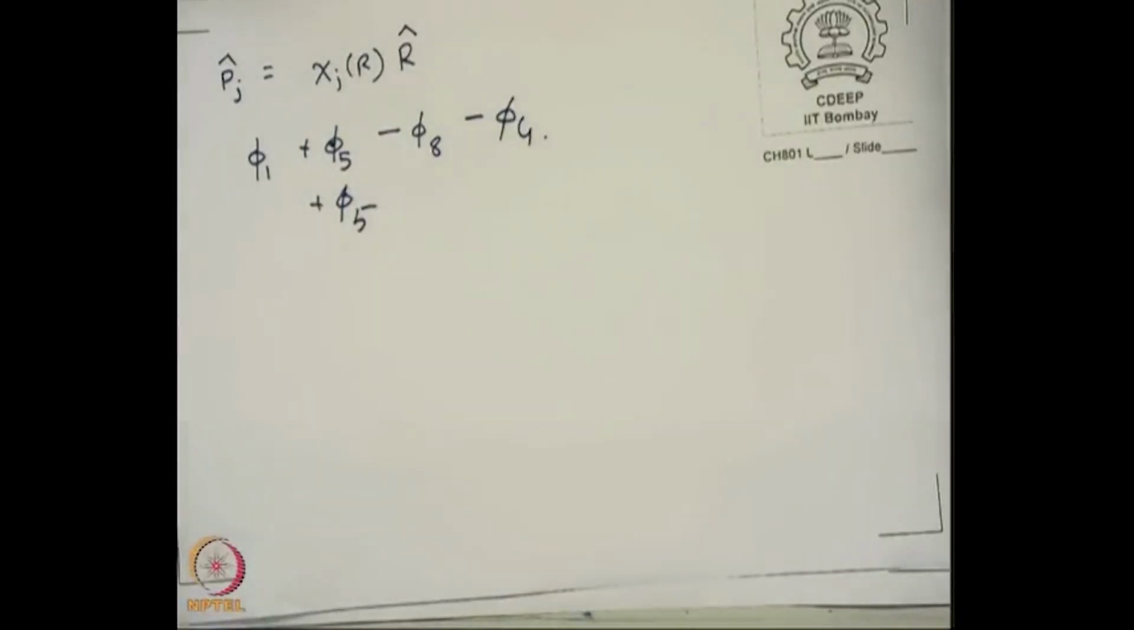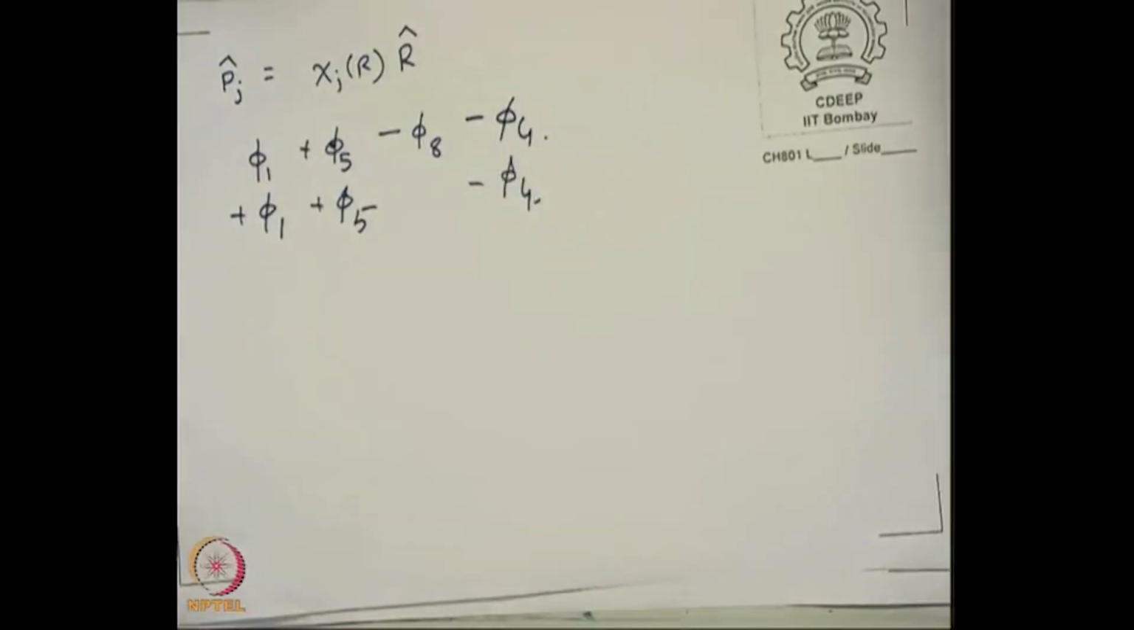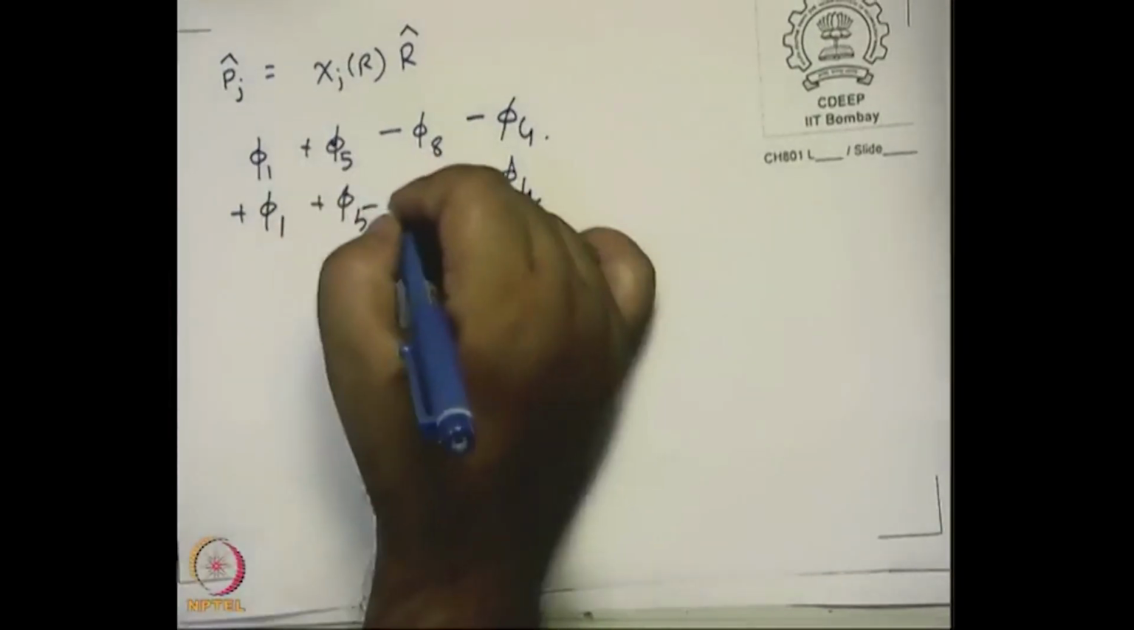Then sigma xy. Sigma xy operating on phi 1 gives you phi 1 or minus phi 1? Minus phi 1, but then it is multiplied by minus 1. So, that gives you plus phi 1. Then we have sigma xz. Sigma xz operating on phi 1, what do you get? Plus phi 4 or minus phi 4? Plus phi 4 multiplied by minus 1 is minus phi 4. So, it is important not to get these wrong. And finally, sigma yz on phi 1 gives you phi 8, but then it is multiplied by minus 1, so minus phi 8.